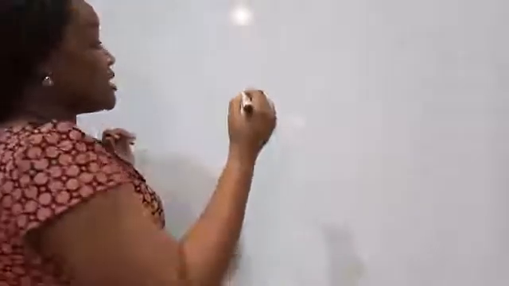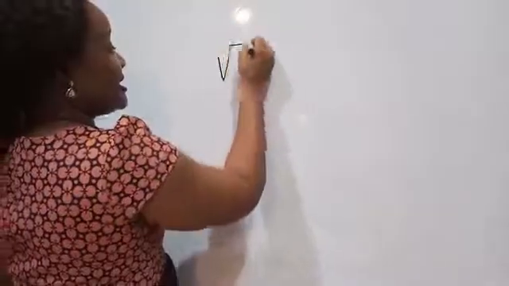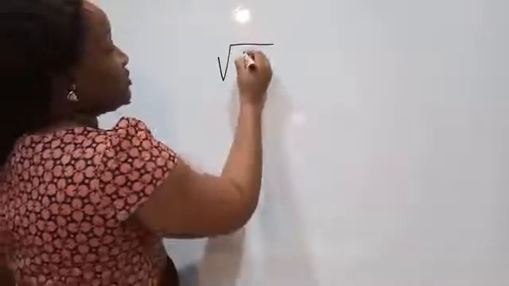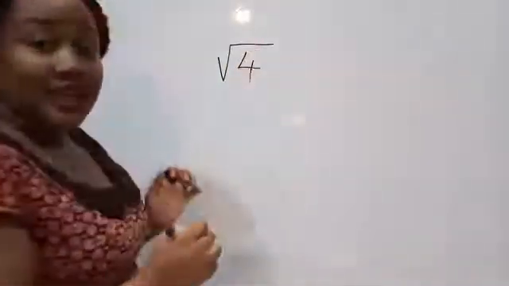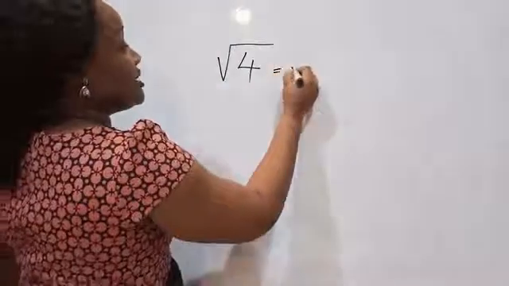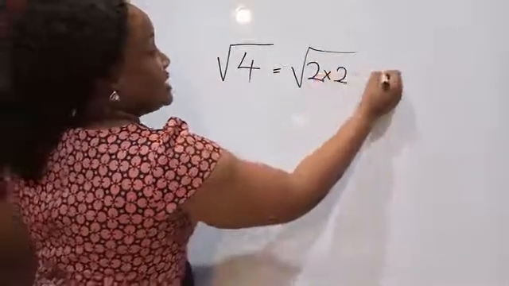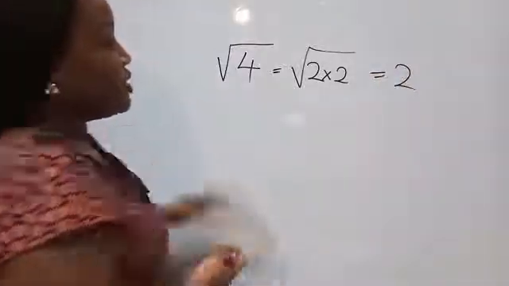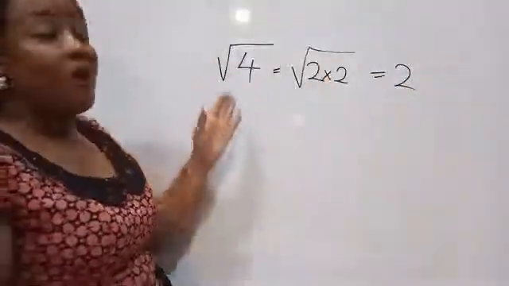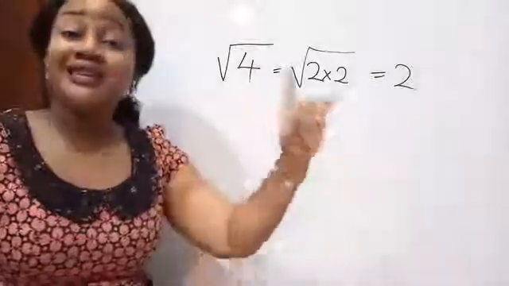Square root, on the other hand, is the opposite of square. Just the same way we said earlier. Now, square root is signified by this sign. This is the sign for square root. So the square root of 4 is saying the square root of 2 times 2, and it is 2. So the square of 2 is 4, and the square root of 4 is 2.